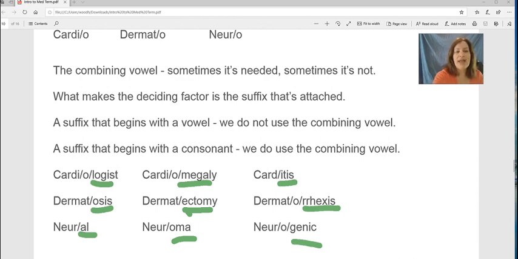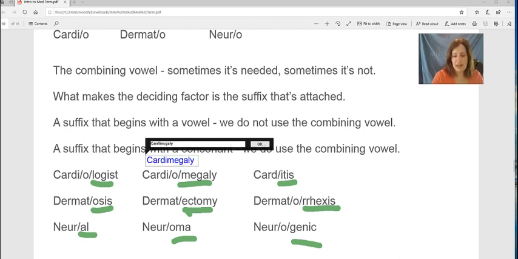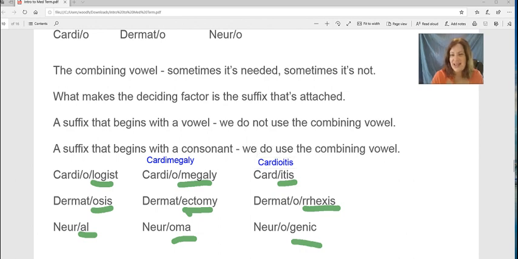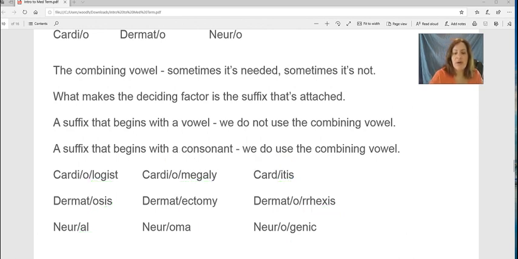So let's say that O didn't exist. Let's say we never used it. So this word becomes cardmegaly. It just doesn't flow off your tongue very well. Let's say, okay, let's just always use it. Well, now carditis becomes cardioitis, and it's too hard to work. It's bulky, it's jumbled in your mouth, it just doesn't flow. And that's why we use them versus don't use them. It helps with the pronunciation. So when you're creating a word and you get to that /O, before you write the O, you ask, what's the suffix? What's next? Do I write it or do I not write it?